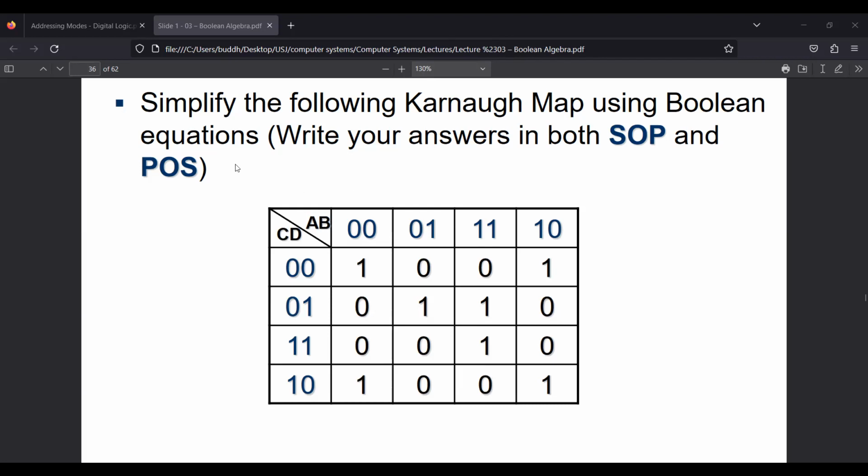So I got an answer. B bar, write it here. B bar B, BC bar D plus ABD, B bar C D bar.